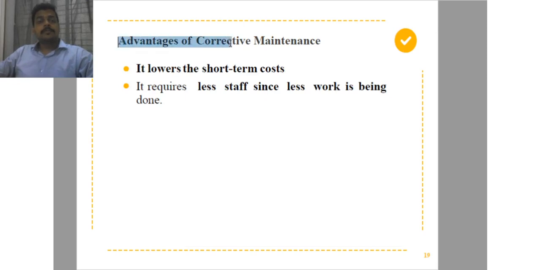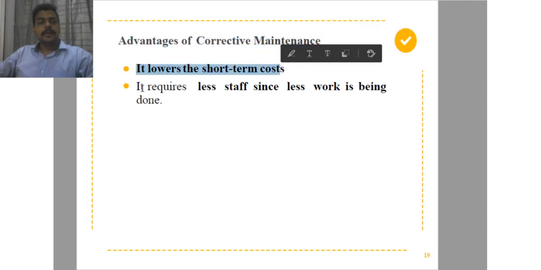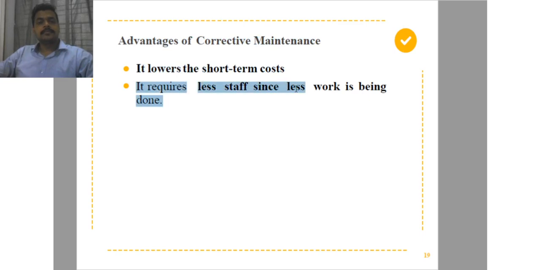We are interested in the advantages also. The advantage of corrective maintenance is that it lowers the short-term cost, and it requires less staff since less work is being done. So these are the advantages of corrective maintenance, or breakdown maintenance.